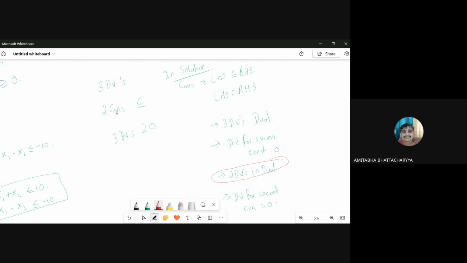My decision variable is basically the unit worth of resource to me. That's how I define it. When I solve the primal, and in the solution I am telling that the LHS is less than RHS, what does this mean? What does this imply?